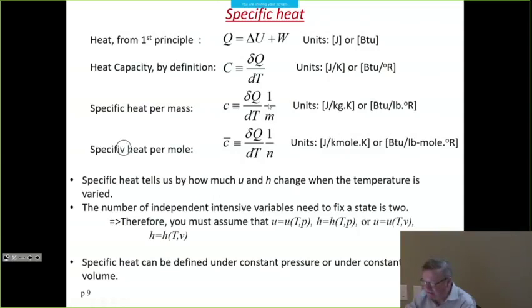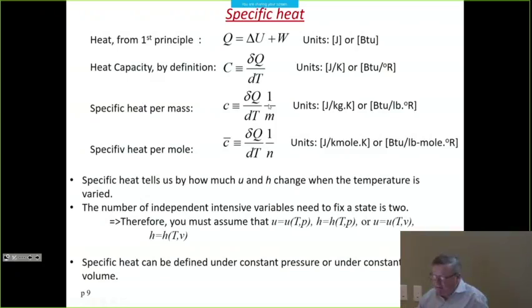We can have the specific heat per mole, where instead of dividing the heat capacity by mass, we divide it by the number of moles, and that is C bar, the specific heat per mole, joules per kilomole per Kelvin, or BTU per pound mole per Rankine. So the specific heat is going to tell us, in this particular case, if you have no work, how U changes with temperature. Under other circumstances, it will tell us how the enthalpy changes. I'll get to that in a minute.